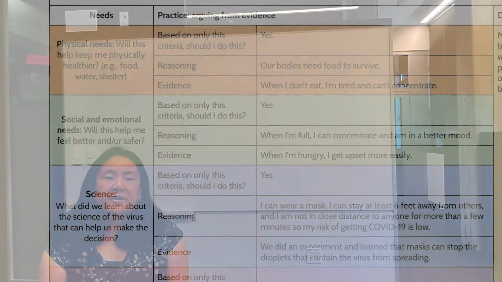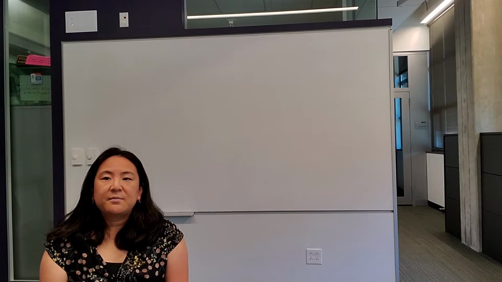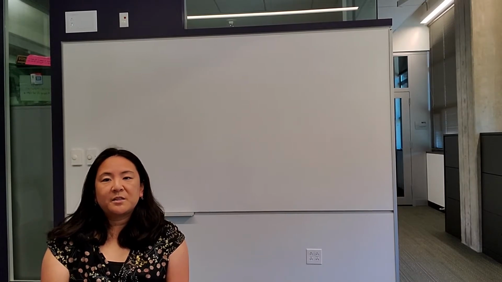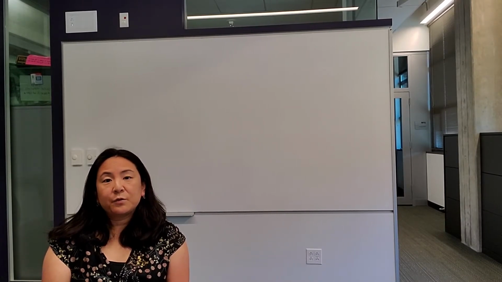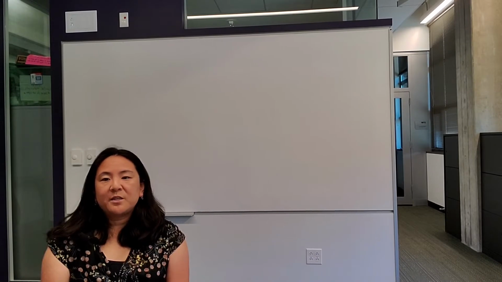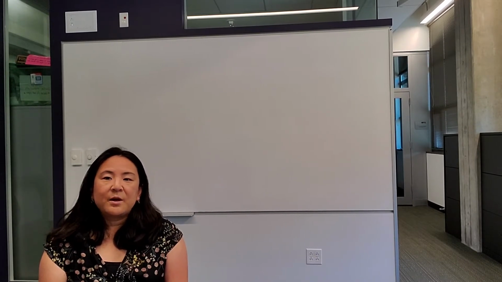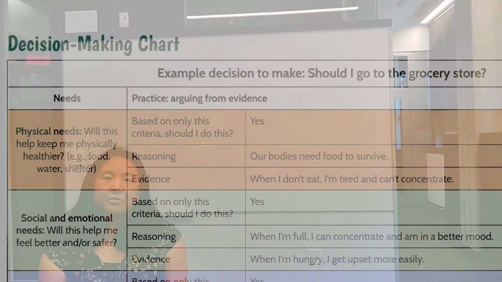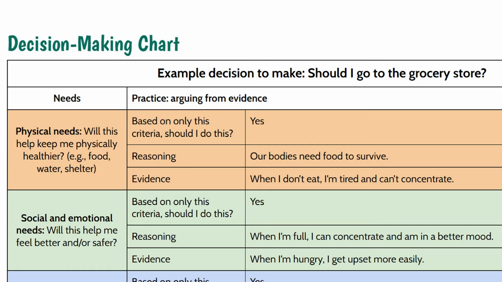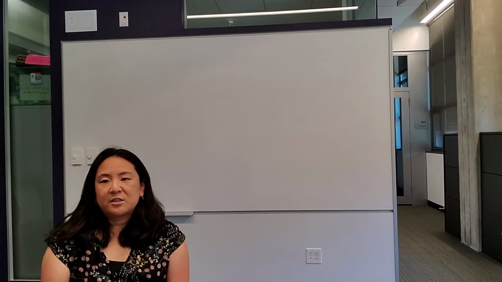The first criteria is physical needs. There are some things that we need physically to help us be healthier and survive, like food, water, and shelter. To help us make decisions, we can think about evidence and reasoning. Let's think about our evidence and reasoning for going to the grocery store. Do I need to go to the grocery store to help meet my physical needs? Does food help me be healthier and survive? Discuss the evidence and reasoning for the decision of whether or not we should go to the grocery store.